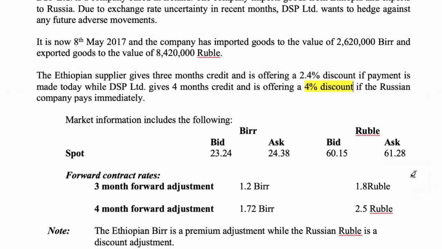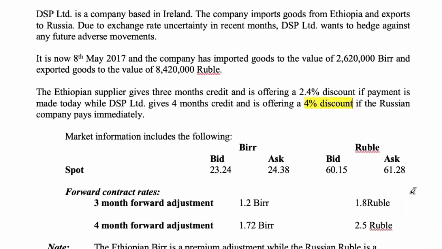Okay, so this is what we were saying you need to write down, and it's a good idea to do this. So the customer uses the bid to sell the home currency. Think of CBS. So the customer uses the bid to sell the home currency, and the customer uses the offer to buy the home currency, or the customer uses, in this case, the ask to buy the home currency. So think of CAB or COB. So what's the home currency? We are based in Ireland, so the home currency is going to be the euro. So based in Ireland, we're euro, okay?